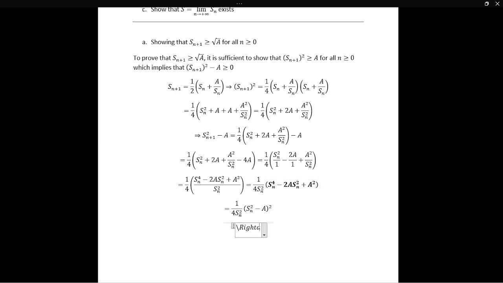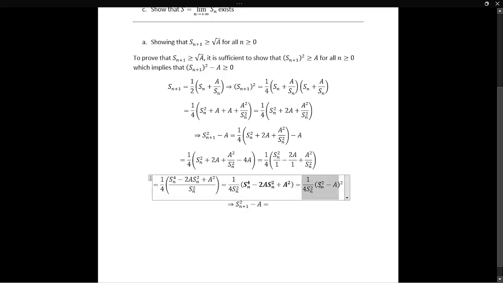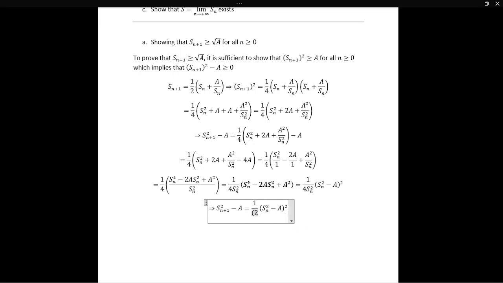So this therefore means that s of n plus 1 all squared minus a is equal to this quantity. Now we can even write this denominator as 2 times s of n, all that squared. Then we now use the laws of indices. Since we are taking something squared divided by something squared, we could just divide the two quantities and then we square.